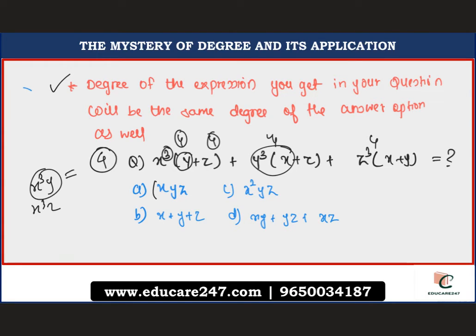So check the first option, degree is 3. Second option, 2 plus 1 plus 1, degree is 4. Yes, this should be our answer. Let us check the B option. It is 1 1. So degree is 1 over here. This is eliminated. This is eliminated. Degree is 2 over here. Degree is 2 over here. Degree is 2 over here. Doesn't matter, the overall degree will be 2 only, hence this is also eliminated. Hence the correct answer is option number C.